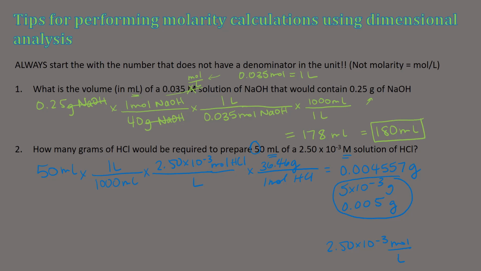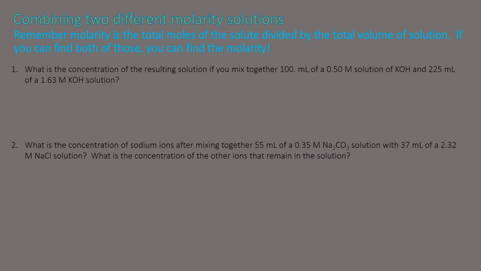All right, let's see what else we got here. What is the concentration of the resulting solution if you mix together 100 milliliters of 0.5 molar solution of KOH and 225 milliliters of 1.63 molar KOH? How do you find molarity? You find molarity by taking the moles of the solute, which would be KOH, and you divide it by the liters of the solution, right? So first I have to find the total moles.